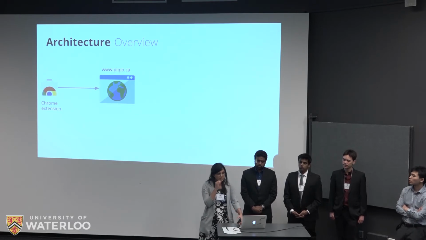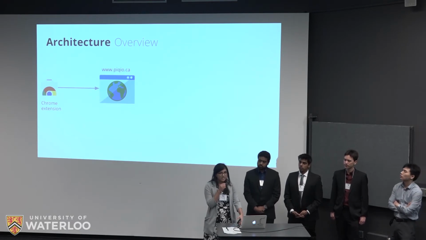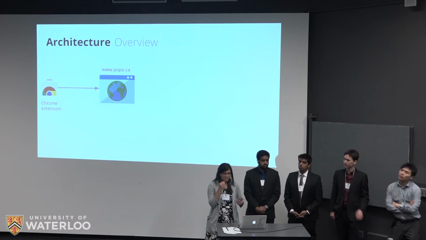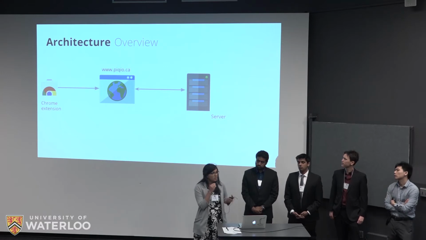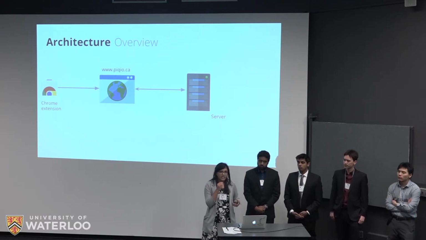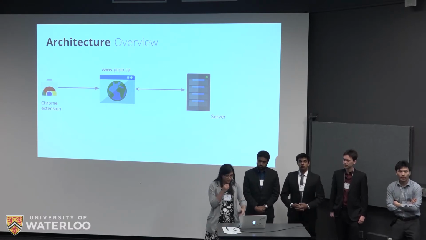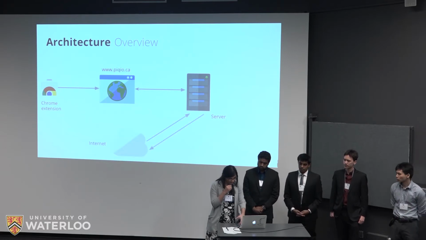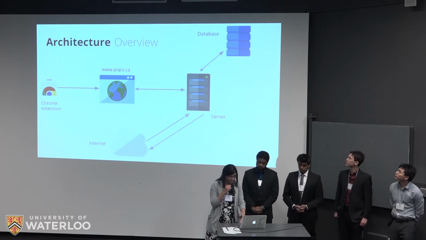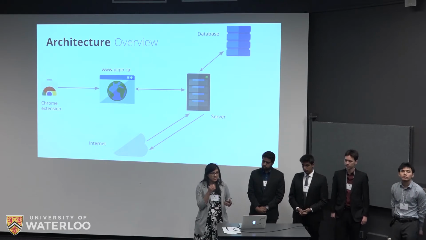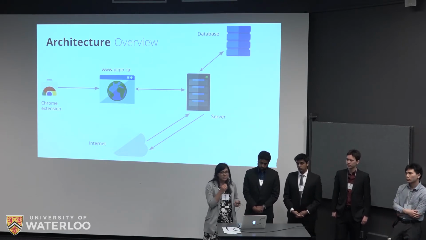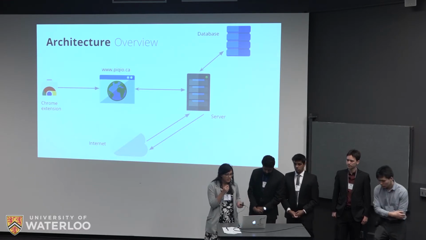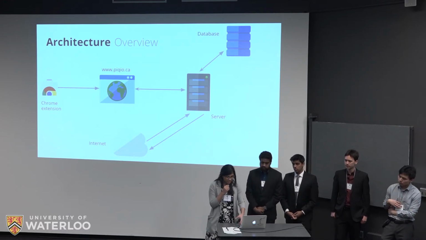Once the user creates the alert on our website, the alert is then directed to our server. And then the server has to repeatedly poll the internet to get the updated value of the element that the user is monitoring. And then we store this information that we get from the internet in our database. And when the condition that the user is monitoring for is satisfied, we then email the user.